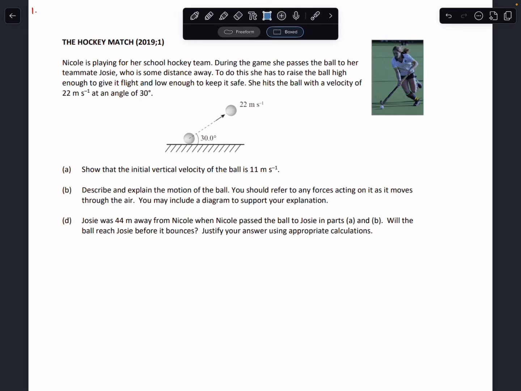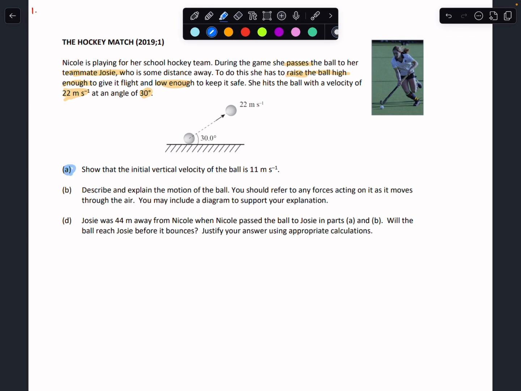2019 projectile motion. Welcome to the hockey match. Nicole is playing for her school hockey team. During the game, she passes the ball to a teammate, Josie, who is some distance away. To do this, she has to raise the ball high enough to give it flight and low enough to keep it safe. She hits the ball with a velocity of 22 meters per second at an angle of 30 degrees.